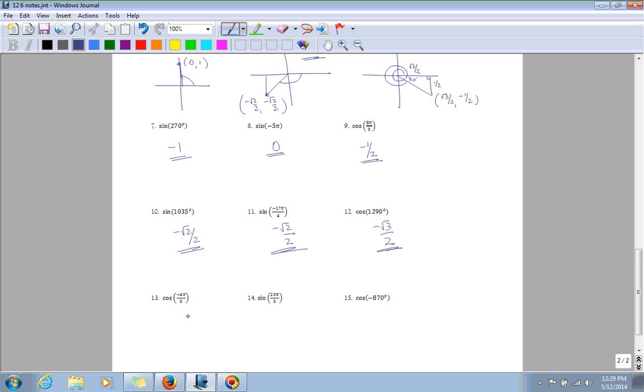Number 13 is negative 1/2. Number 14 is square root of 3 over 2. And number 15 is negative square root of 3 over 2.